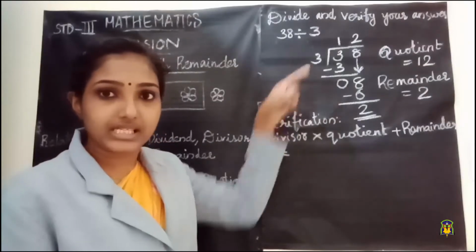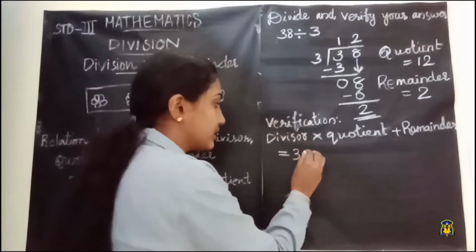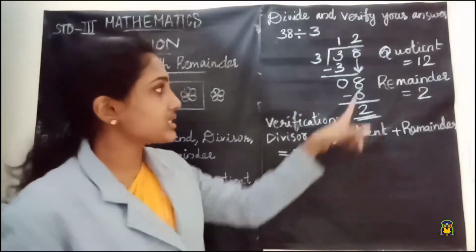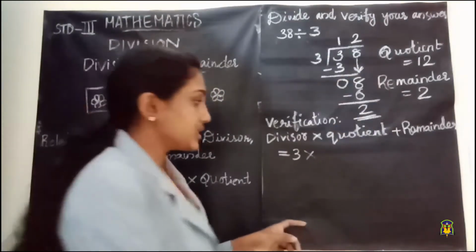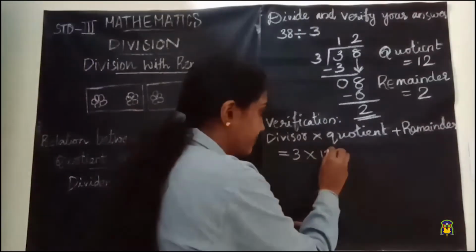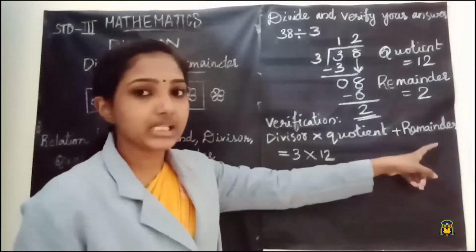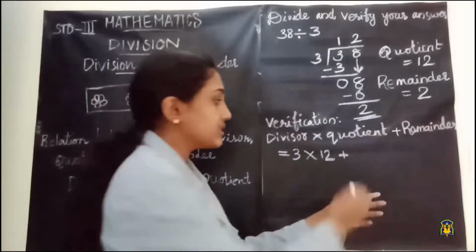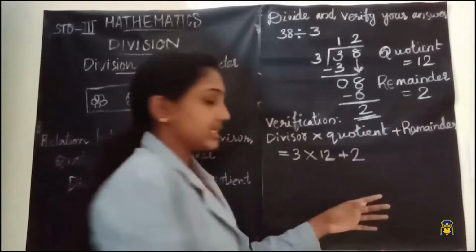3 is the divisor, right? So 3 into quotient. What is the quotient? 12 is the quotient, right? So 3 into 12 plus remainder. Remainder is 2, right? Plus remainder, plus 2.